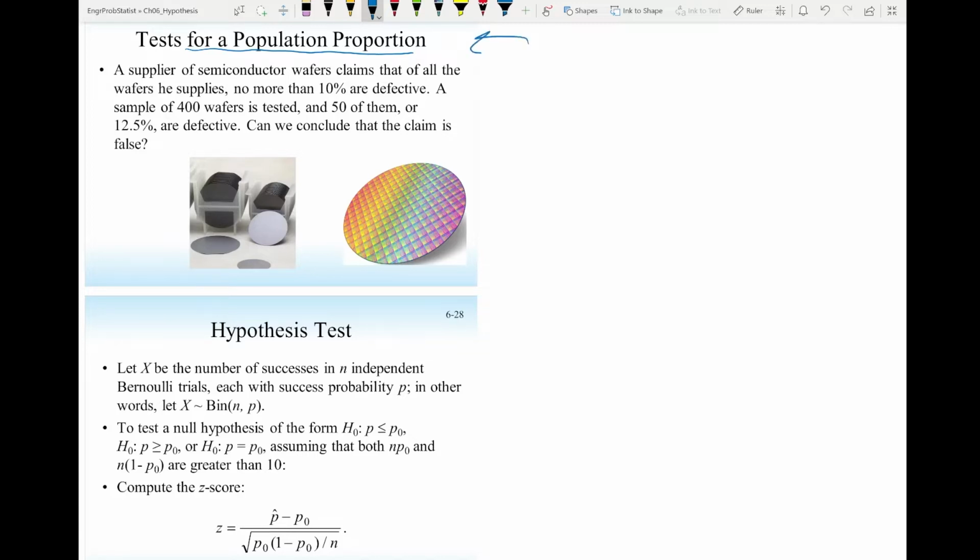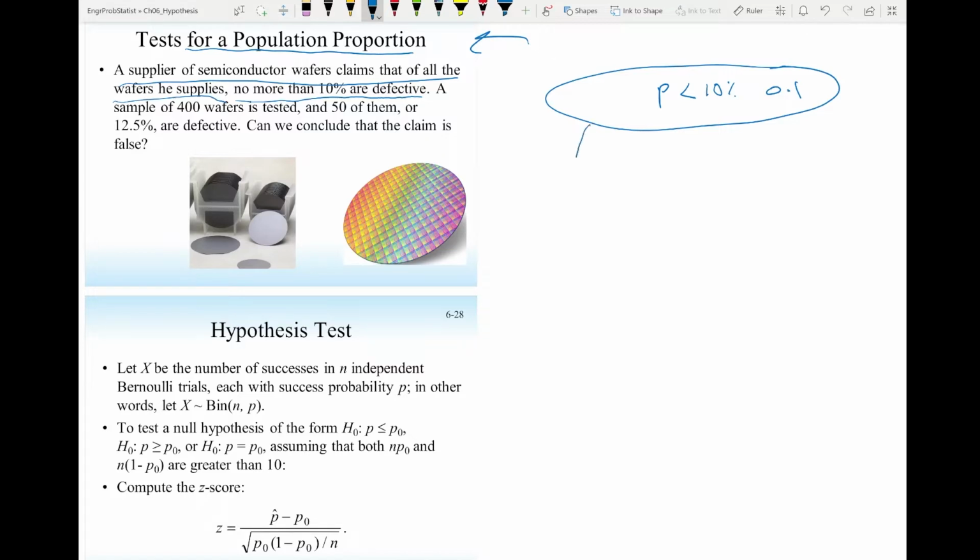A supplier of semiconductor wafers claimed that of all the wafers he supplies, no more than 10% are defective. So this is the population of his product, and he's claiming the probability of defect is no more than 10%. So the proportion is 10% or less, basically 0.1. So how do we verify if his claim is correct or not?